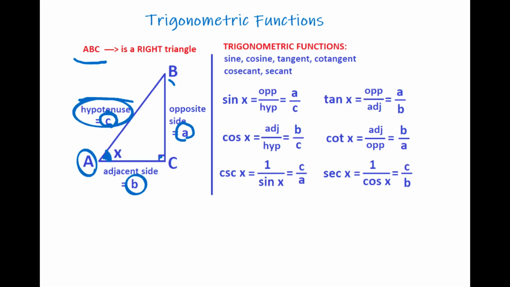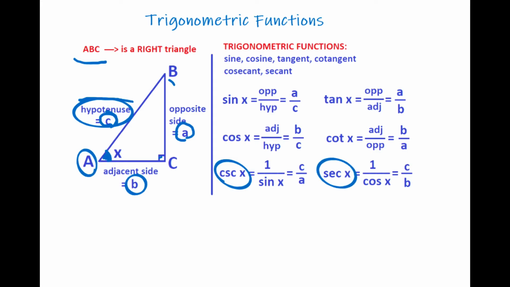So in such a right triangle, we can define trigonometric functions. And what are those trigonometric functions? They are called sine, cosine, tangent, cotangent, and we also have cosecant and secant. Cosecant is abbreviated as shown here, CSC, and this is equal to 1 divided by sine of x. In a similar manner, we also have secant x, which is equal to 1 divided by cosine x.